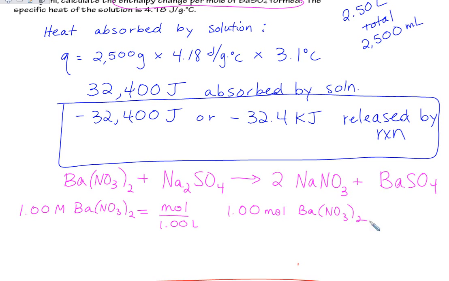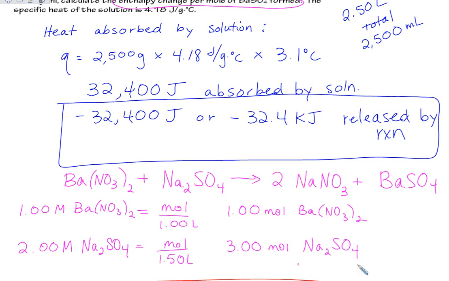And then I do the same thing with the other one. It was 2 molar sodium sulfate. That's moles per 1.5 liters. So if I cross multiply, that gives me a big fat 3. 3 moles of, excellent, sodium sulfate. Okay, so we better look at the ratio from the balanced equation and figure out with these amounts how much barium sulfate would I form.